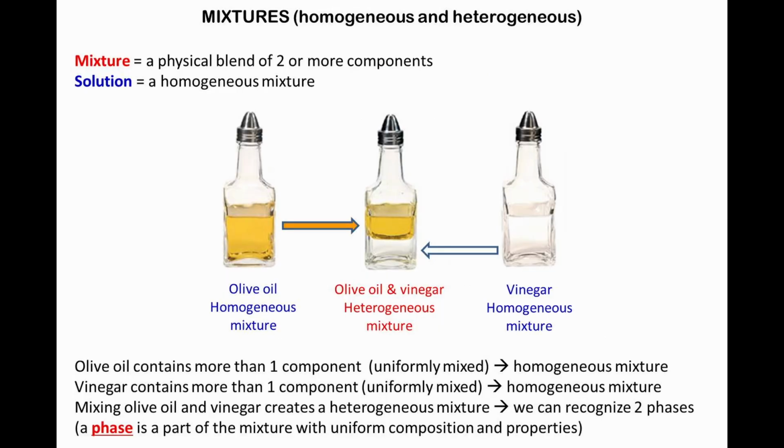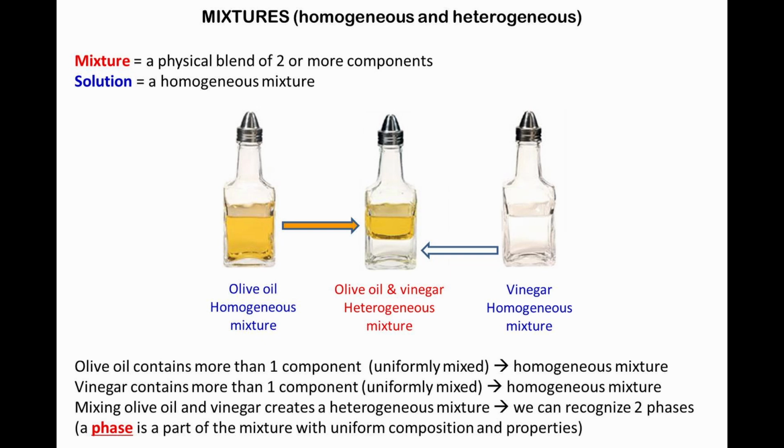Let's have a look at mixtures. A mixture can be defined as a physical blend of two or more components. A heterogeneous mixture is a mixture that has a composition that is not uniform. A homogeneous mixture has a uniform composition. A solution is an example of a homogeneous mixture.